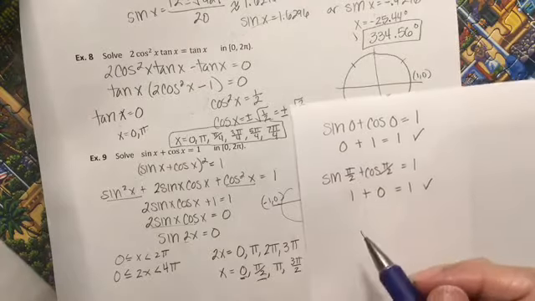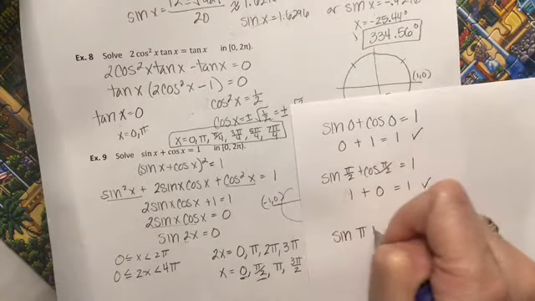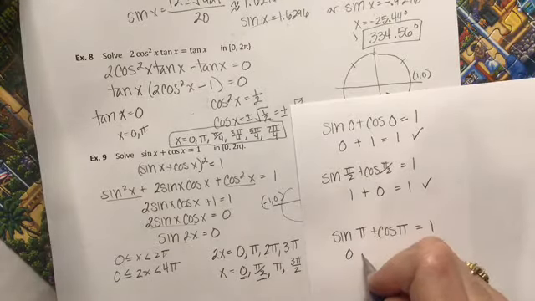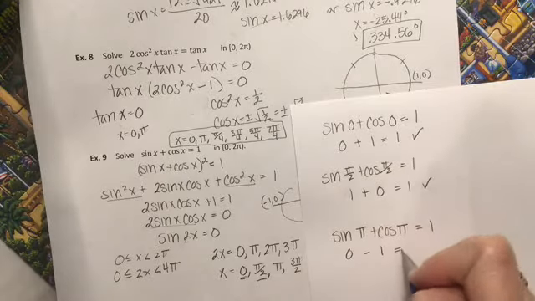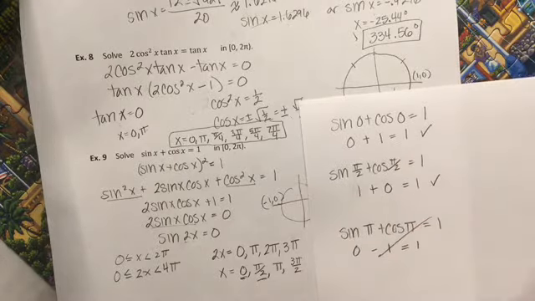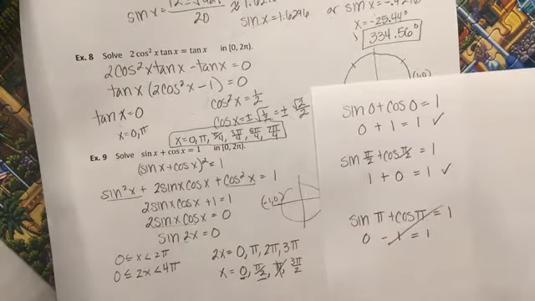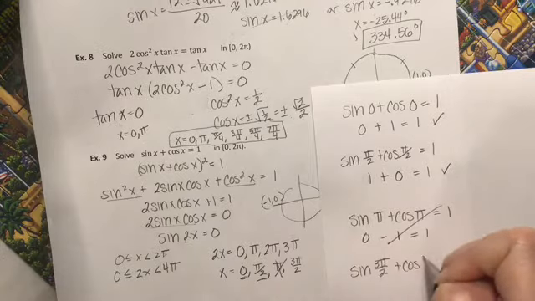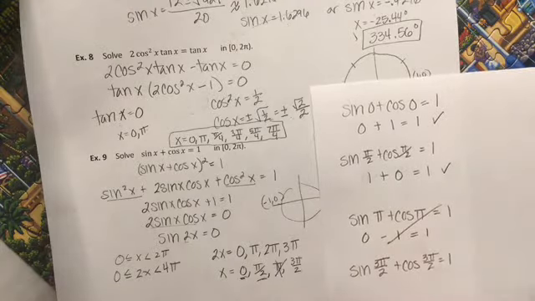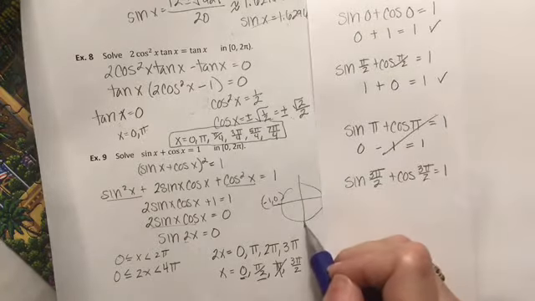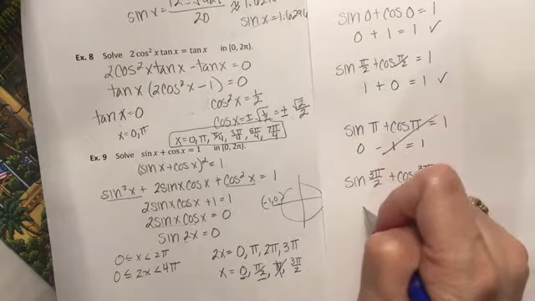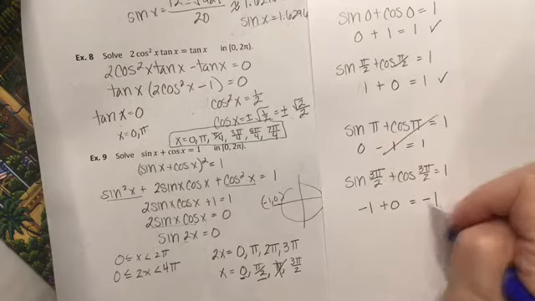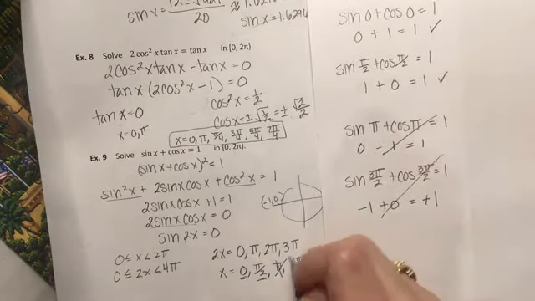Now we're going to try pi. Sine of pi plus cosine of pi. Does that equal 1? Well, it actually doesn't, because cosine of pi is minus 1. So that does not work. That means this is not a solution. And then the last one, sine of 3 pi over 2 plus cosine of 3 pi over 2. Does that equal 1? Well, 3 pi over 2, that's what we're talking about down here. The sine of 3 pi over 2 is actually negative 1. Cosine is 0, and that equals negative 1. So it does not equal 1, and that means that one didn't work.